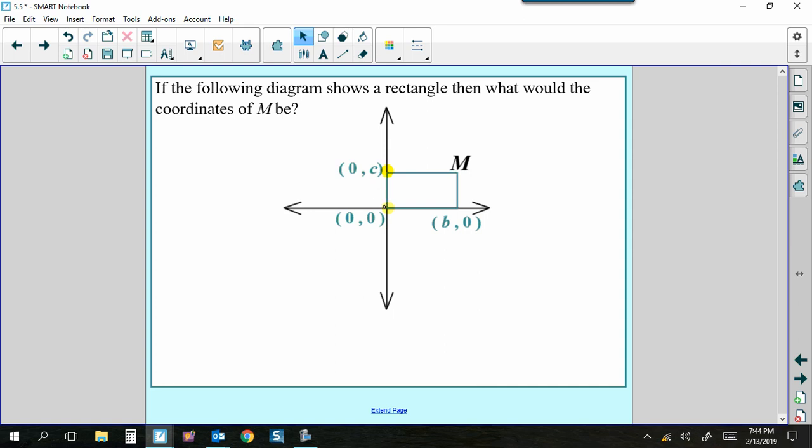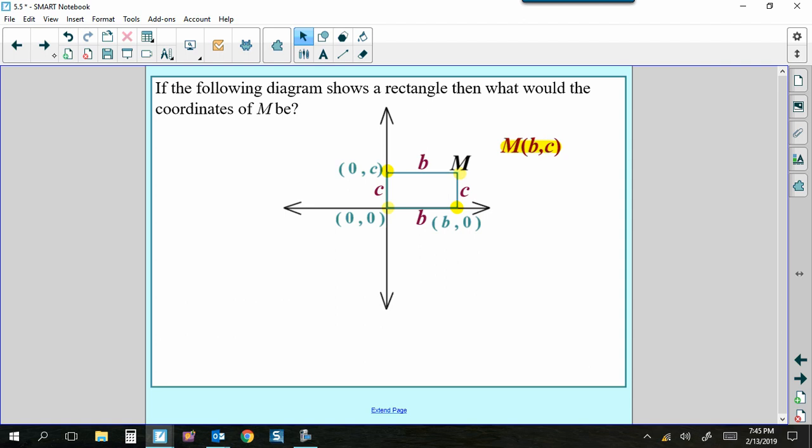If this side is c, then the other vertical side must be c, because we know rectangles have opposite congruent sides. For our vertex along the x-axis, I know I'm at b0. So even though I don't know the value of b, I know I went from 0 right b. So this top side must also be b. So I can now use that to deduce what point M is going to be. I have to go right b, and I have to go up c. So therefore my point M would be located at bc.